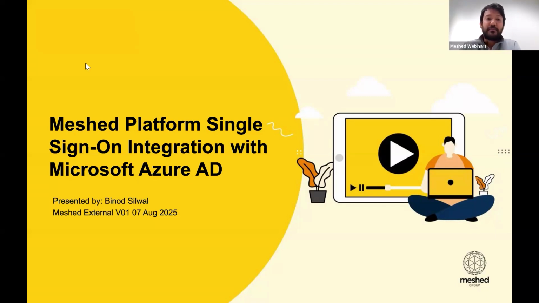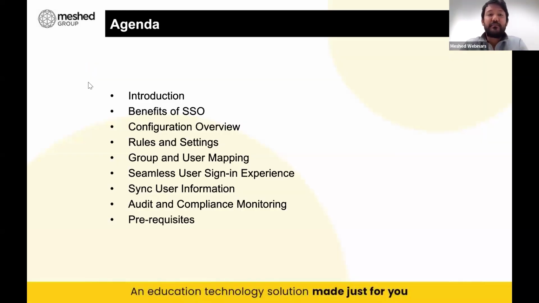Okay, so let's start. Today's session agenda: I'll briefly introduce the Mist single sign-on integration. I'll talk about the benefits that this integration brings to the table. I'll go at a very high level over the configuration that is required for this integration to work, and what some of the flexible rules and settings are that you can control through this integration. I'll also go through the group and user mapping.